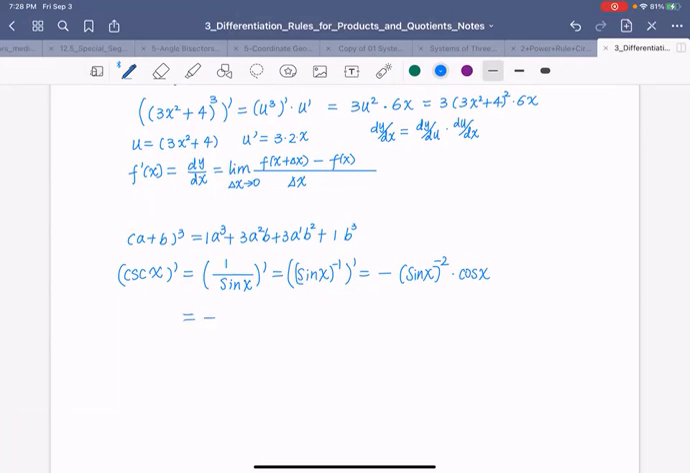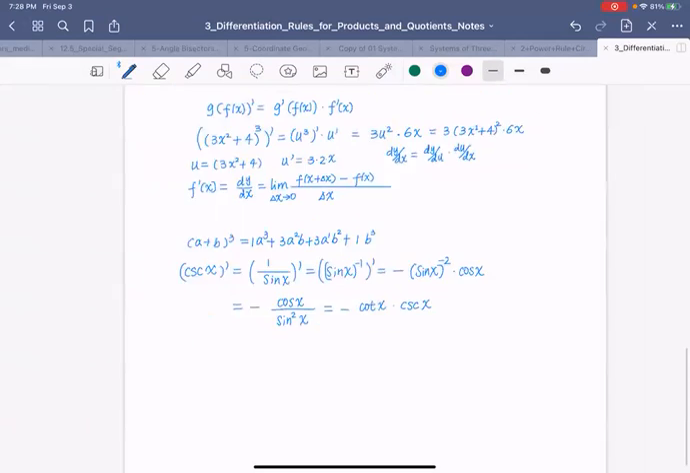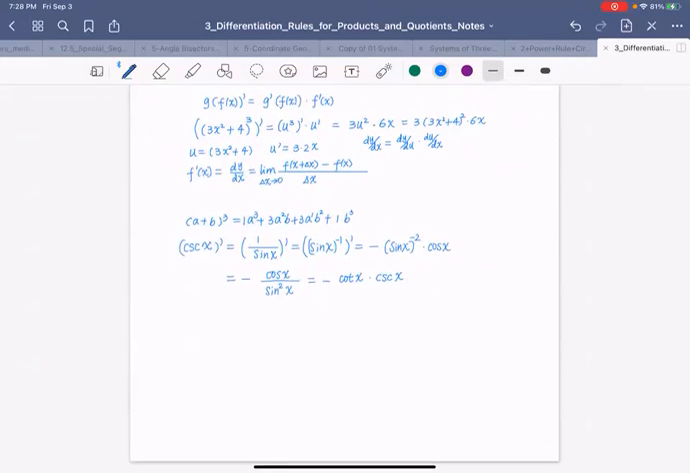So then it would be negative cosine x over sine squared x, right? Equals cotangent x times cosecant x. So this is negative cotangent x times cosecant x. Yes. Very good. Next.